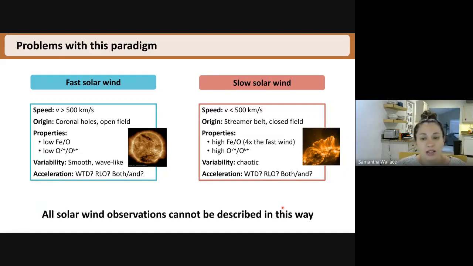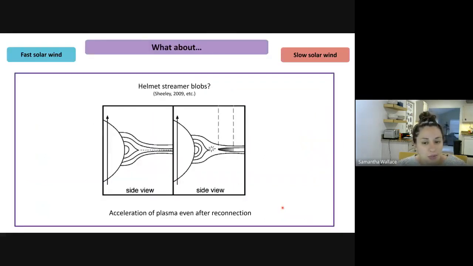However, in the past decade, this simple view has been called into question because not all the solar wind that we observe can fit into this description, especially when you're looking at smaller spatial scales and time scales. Just one example: the tops of helmet streamers have been observed to release plasma blobs with pinch-off reconnection, but then they're observed to still accelerate after the reconnection has occurred, suggesting that there are multiple acceleration mechanisms at play. There are also several other examples, but they've all led to both acceleration theories being further refined.